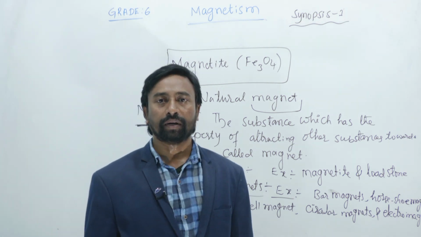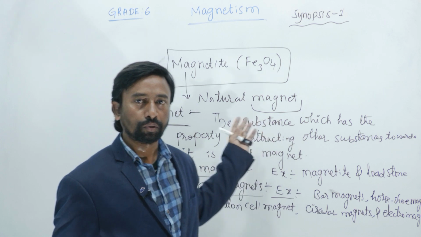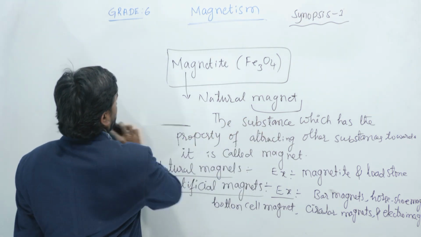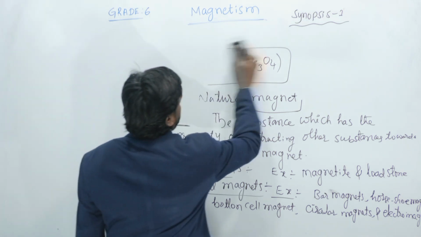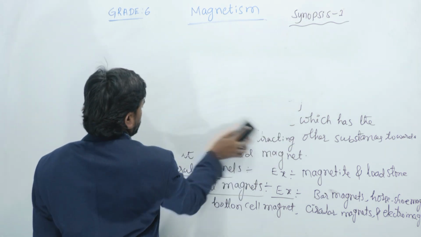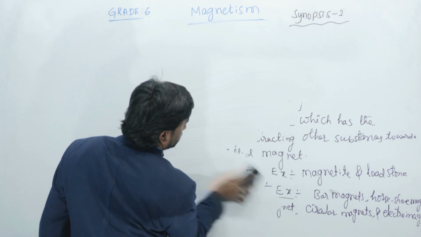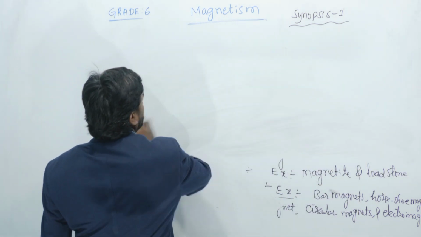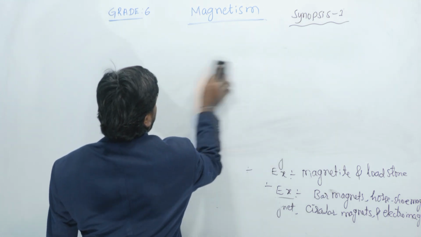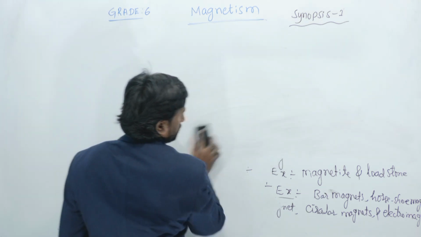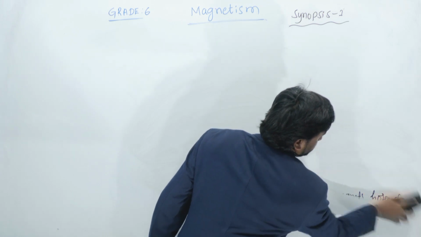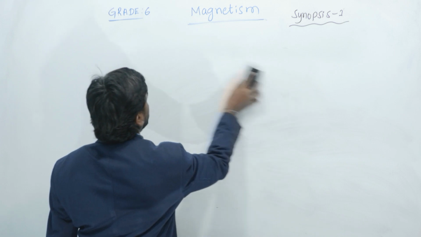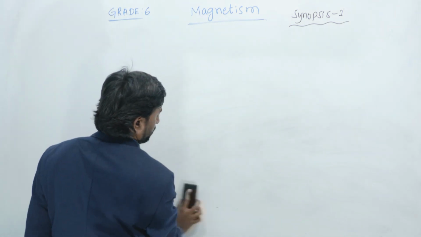If the magnetic property lasts a long time, then they are known as permanent magnets. If the magnetic property is lost, then those magnets are known as temporary magnets. Based on the magnetic property lost in it, we have two types of magnets there. First one we can write there: temporary magnets and permanent magnets.